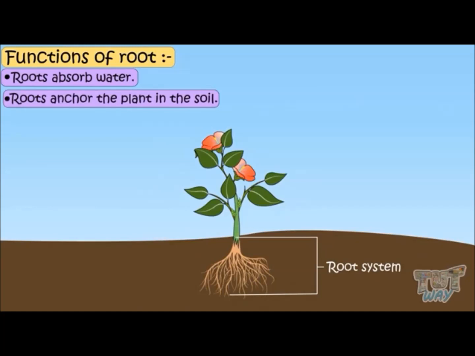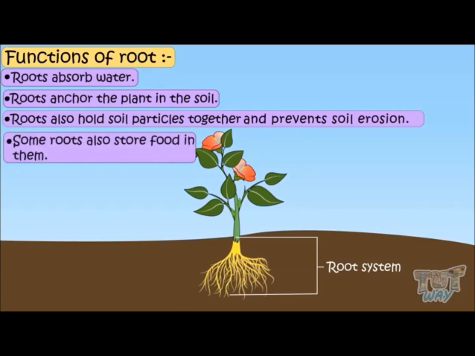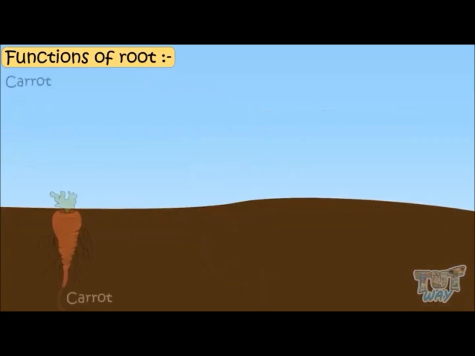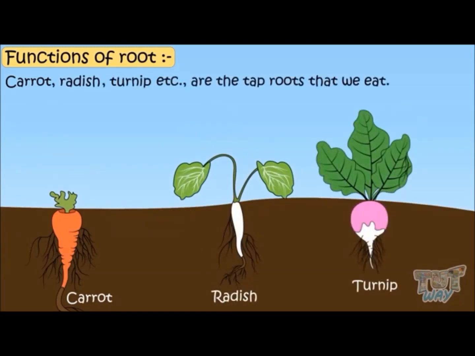Roots anchor the plant. That is, roots fix the plants into the soil. Roots also hold soil particles together, which prevents the soil from being washed away with rain or storm. So roots are the support system of the plant. Some roots also store food in them, like carrots, radish, and turnips, which are taproots that we eat.